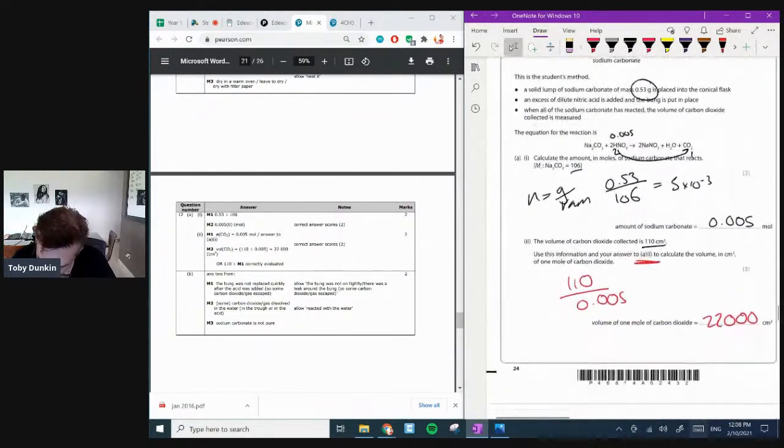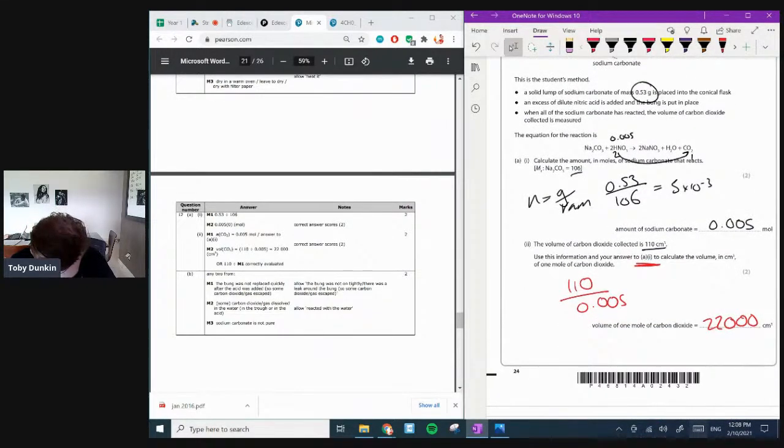Calculations. This is the one which really annoyed me. 5 times 10 to the minus 3. Answer, volume of CO2. That actually is incorrect, by the way. It's actually an incorrect calculation. The moles of nitric acid. Sorry. Oh, I just made a mistake. I've just spotted my mistake.